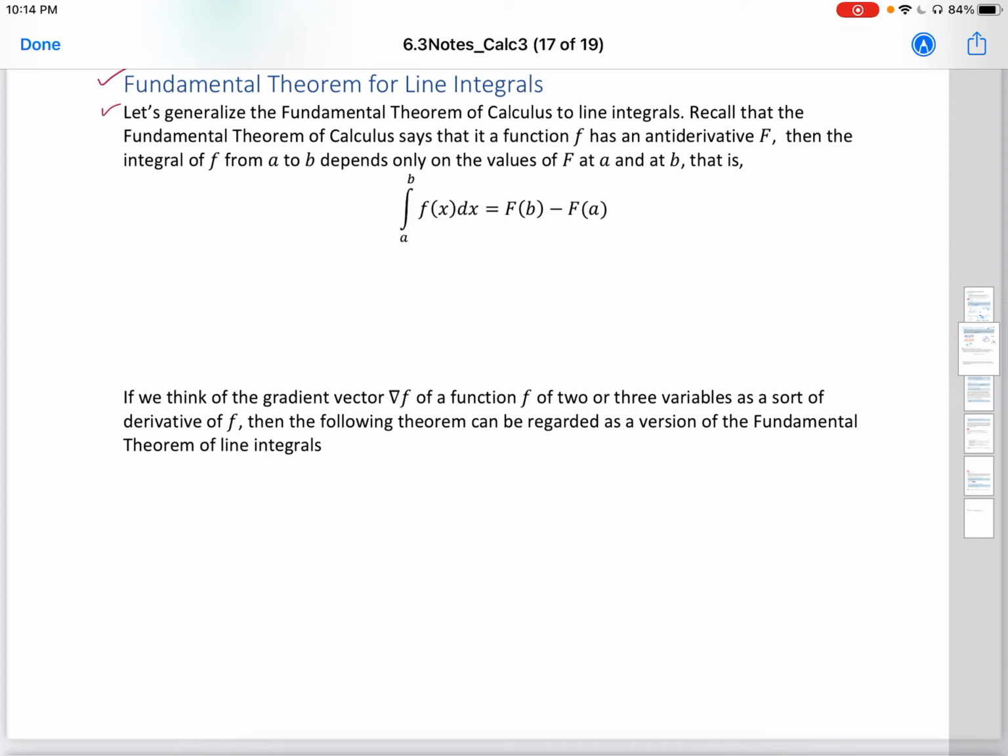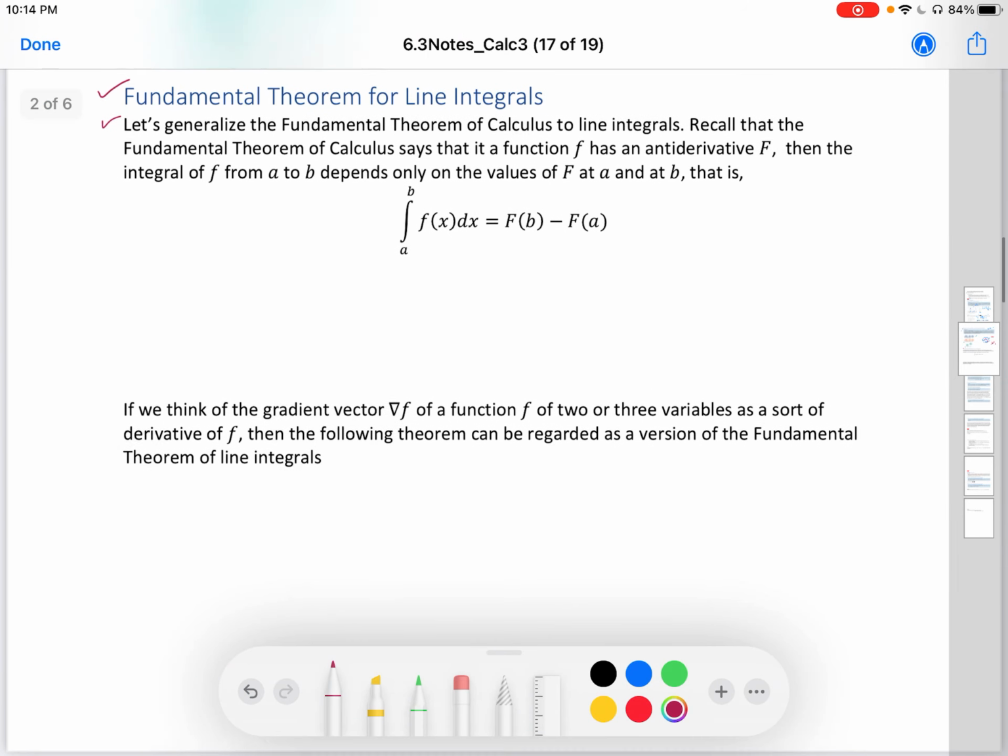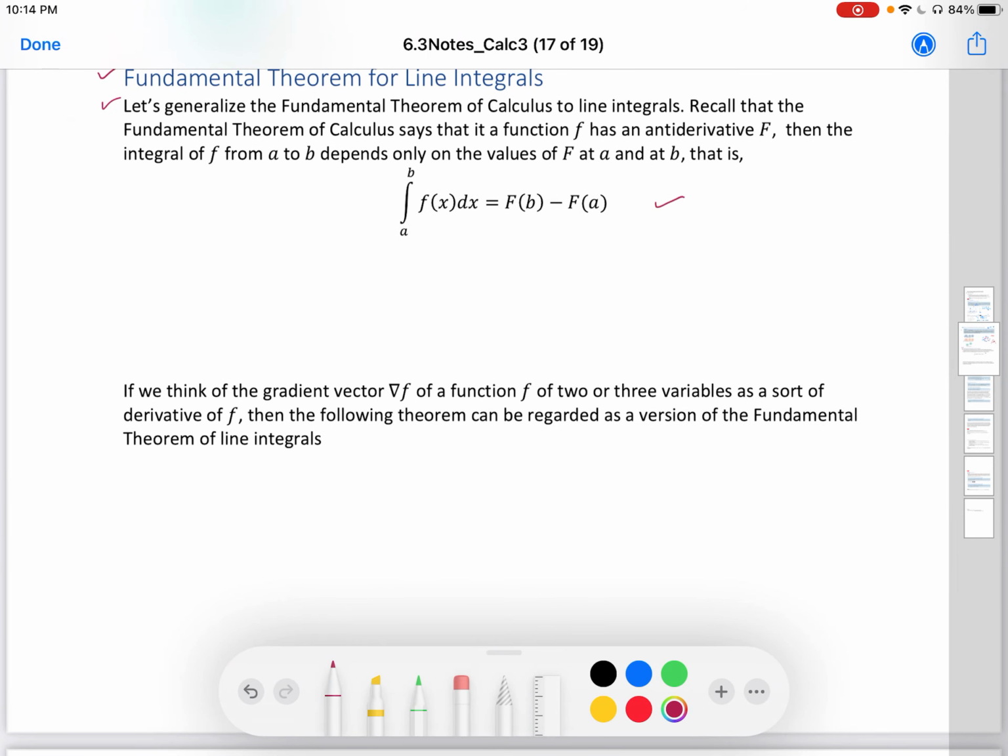All right, let's take a trip down memory lane. Let's generalize the fundamental theorem of calculus to line integrals. Recall that the fundamental theorem of calculus says that if a function f has the antiderivative capital F, then the integral from a to b depends only on the values of F at a and at b. I'm sure you've seen this plenty, and that's how we define our integration. When you see capital F, it means antiderivative.